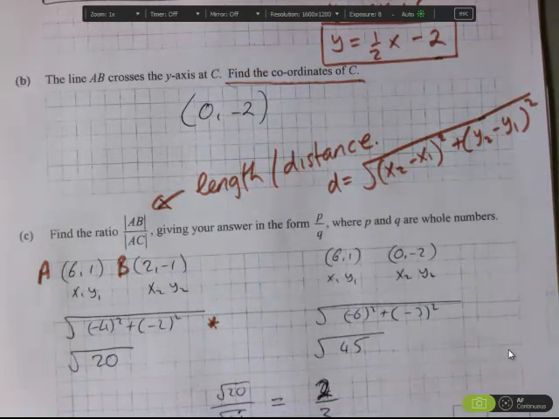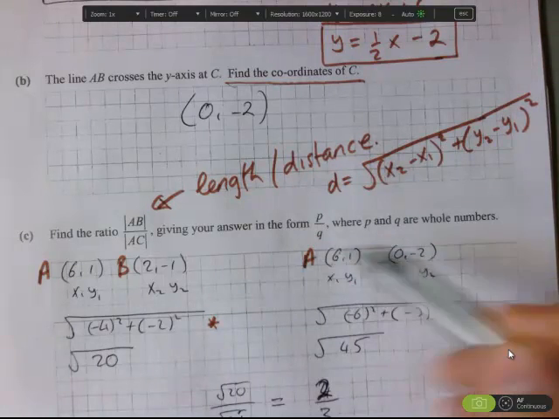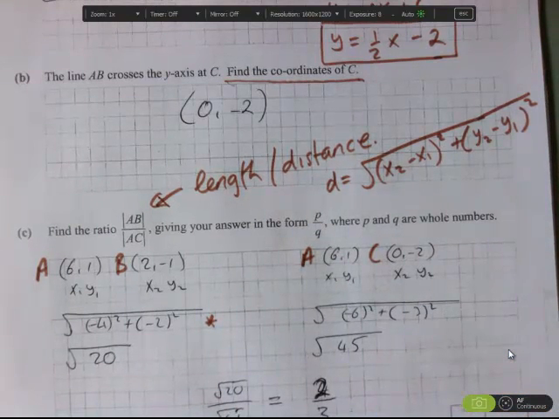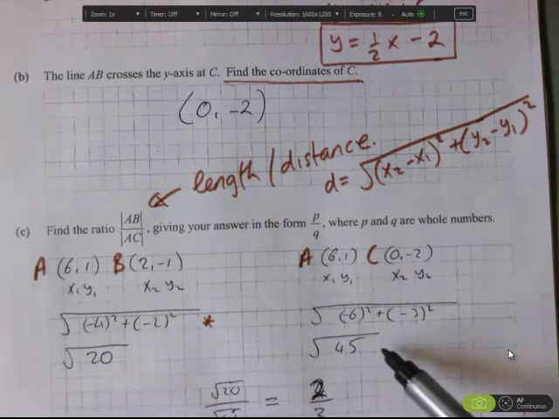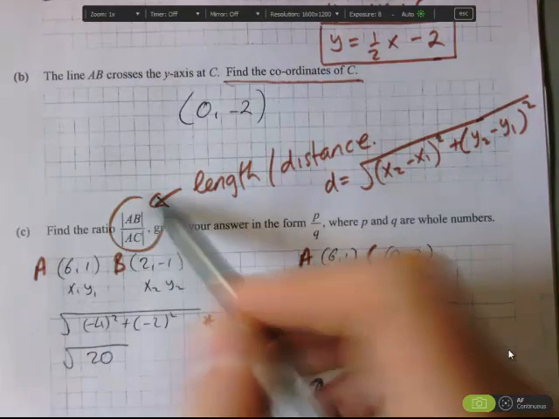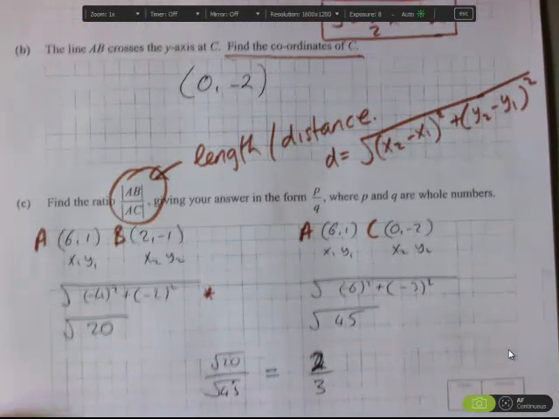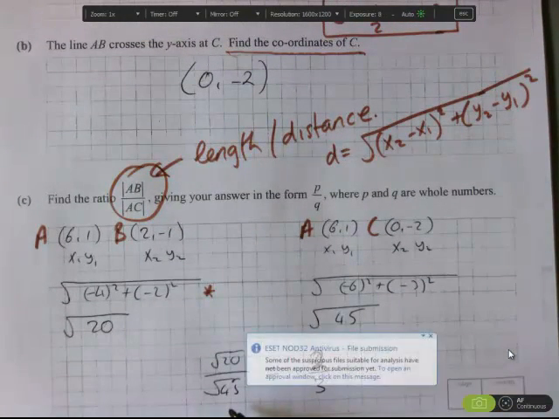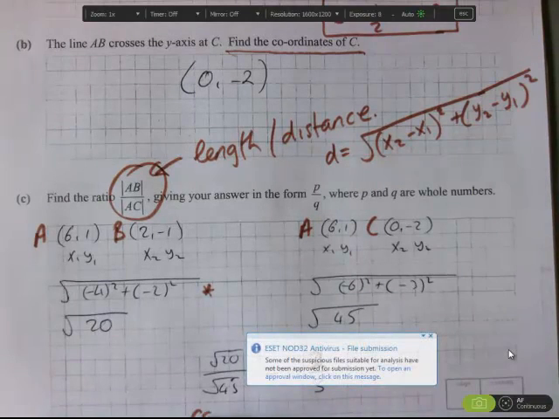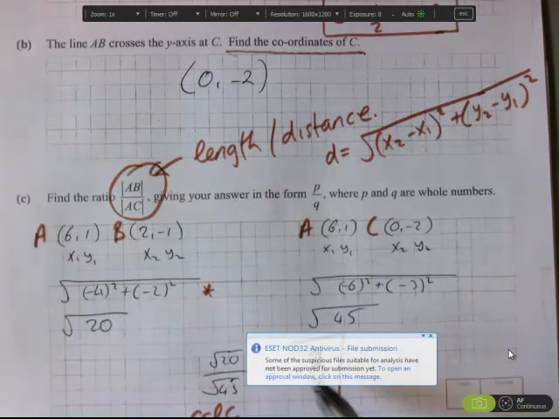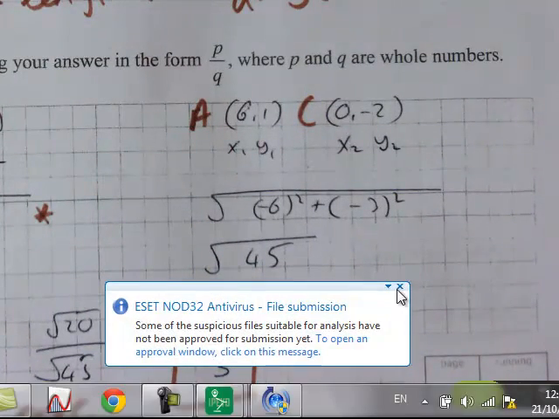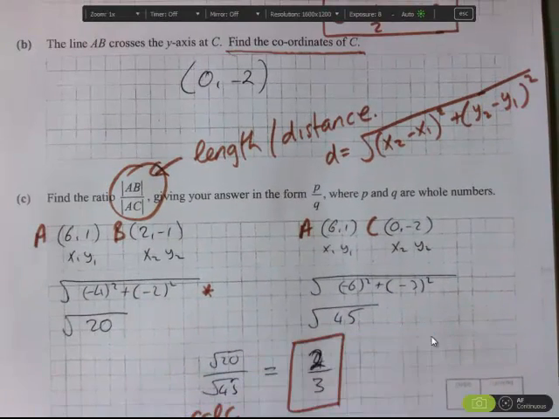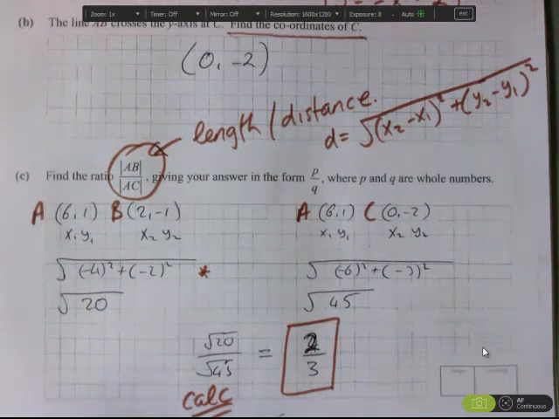And then when you do the other side, you'll notice here you've got A and C. Label them x1, y1, x2, y2, pop them into the formula, and you'll get root 45. This bit here tells you put 1 over the other. So I just put root 20 over the square root of 45. Use your calculator. Your answer will be 2/3. So nothing too difficult about any of that.